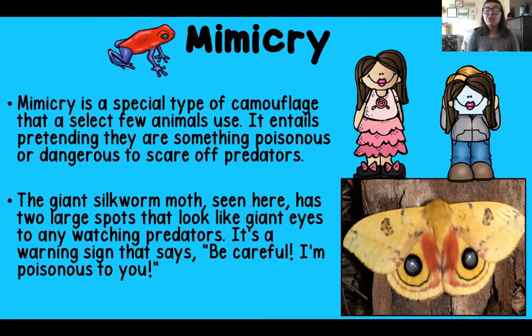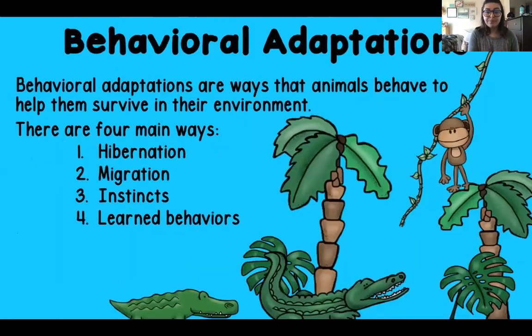So mimicry is a special type of camouflage that a select few animals use. It makes themselves look poisonous or dangerous to scare off predators. So this picture here is of a giant silkworm moth, and it has two large spots that look like giant eyes. So it tells the animals that want to eat them, their predators, that they're poisonous. So no predator wants to eat this giant moth, even though it's not really poisonous. It's just tricking their predators.